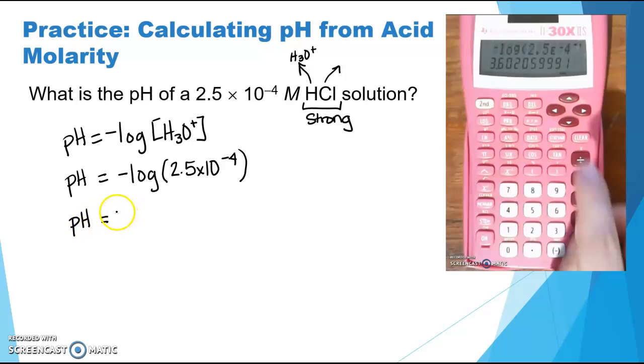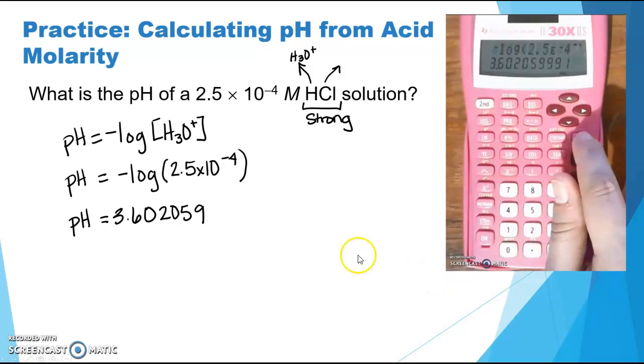pH equals, we'll talk about sig figs in a sec, so I'm just going to write down as many of the values as I can. That should be good enough. So again, there's my negative button right here, log 2.5, and then this little second button on my calculator allows me to use the thing above that's in yellow. So it stands for that exponent here, that times 10 to the, and then I just had to put in the -4. But here's another way to do it, and you'll see I get the same answer.